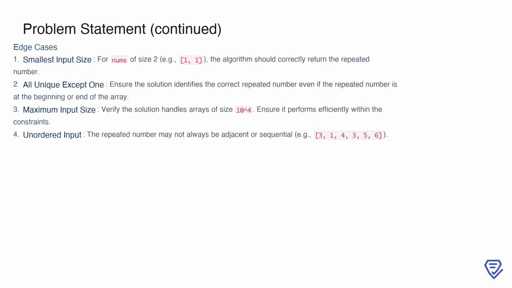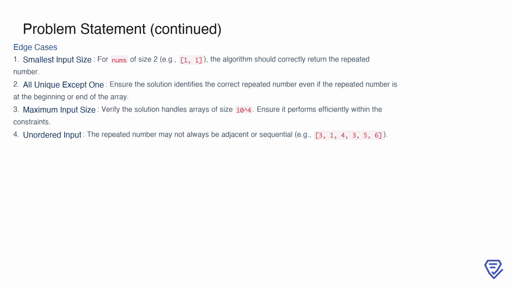Finally, let's consider some edge cases to ensure the solution works for all valid inputs. First, for the smallest possible input size, such as nums containing just 2 elements like 1, 1, the algorithm should correctly identify and return the repeated number. Next, if the repeated number is at the beginning or end of the array, the solution should still work.